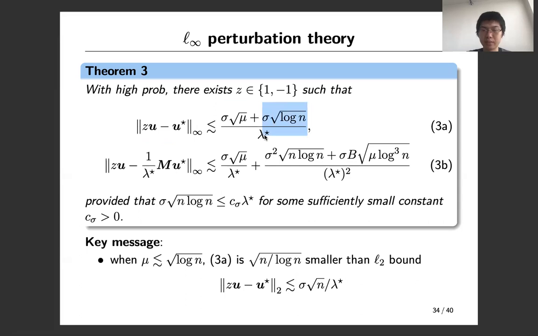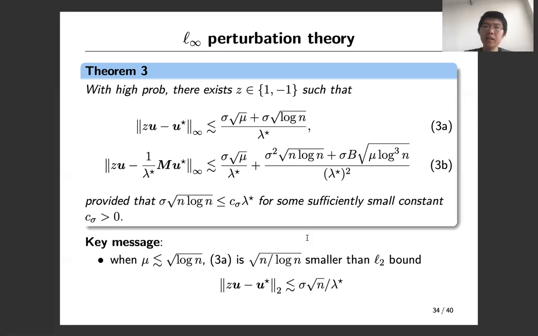Okay, if we compare this with the L2 bound we can obtain from the classical spectral analysis, we will see that the L2 error between zu and u star is otherwise bounded by sigma times square root n over lambda star. So as you can compare here, the L infinity norm bound given by this theory can be square root n smaller than the crude L2 bound given by the previous classical analysis. This showcases the advantage of a fine-grained analysis.